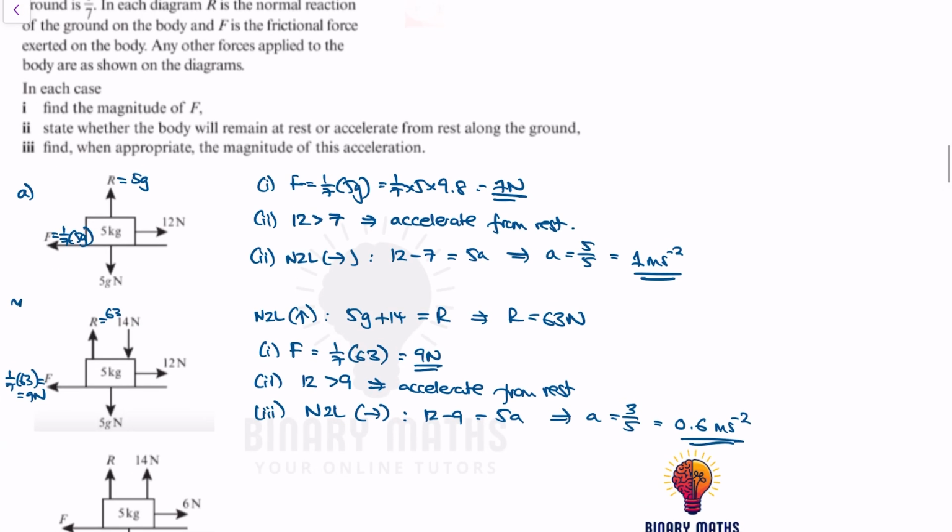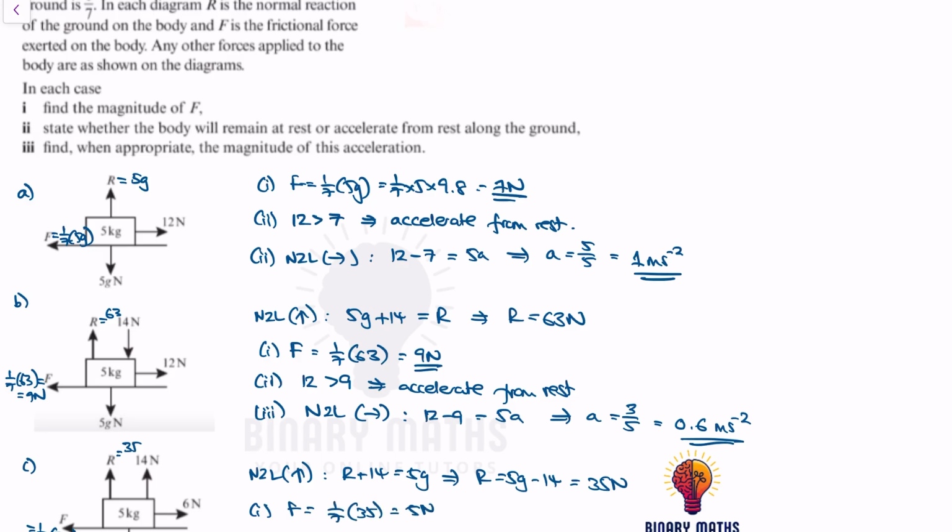And the last example, so if we apply Newton's second law vertically to work out R, then we have R plus 14 is equal to 5g, which implies R is equal to 5g take away 14, which is equal to 49 take away 14, which is 35 newtons. So R is equal to 35. F will be equal to a seventh times 35, which is equal to 5. So part 1, F is equal to a seventh times 35, which is equal to 5 newtons.